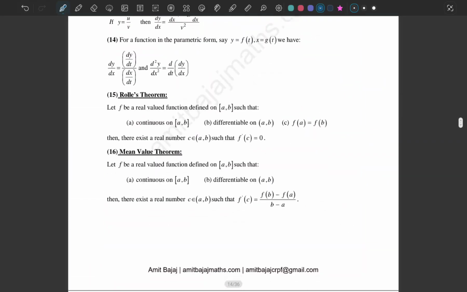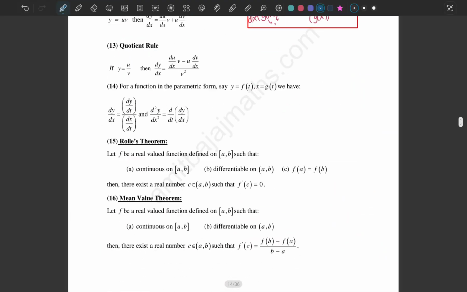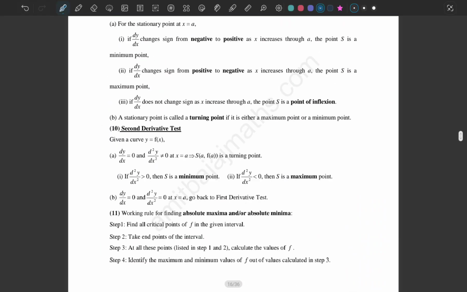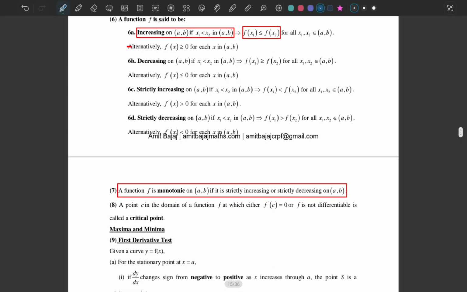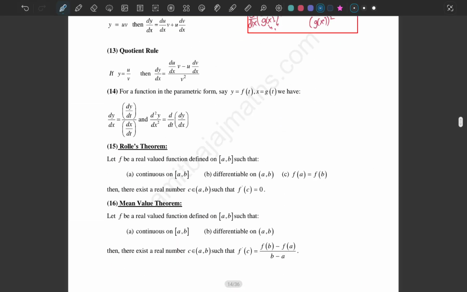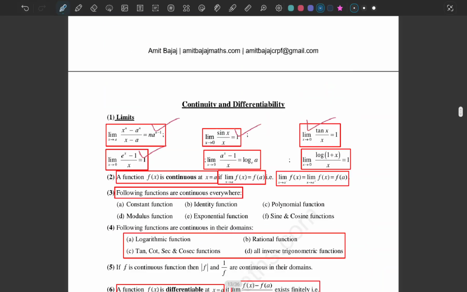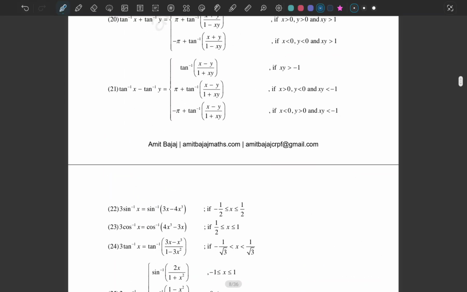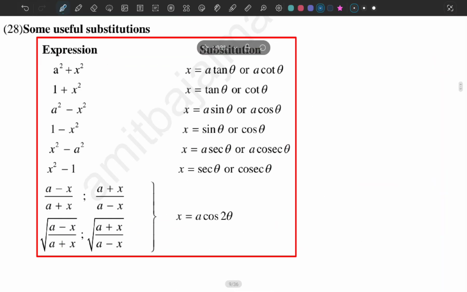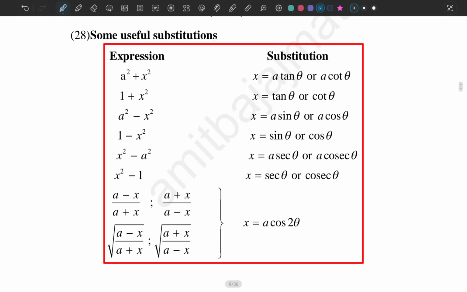Where was it? I think... where did it go? Base. Okay, it was in trigonometry, right? Okay, so here it is. So that's some useful substitutions.